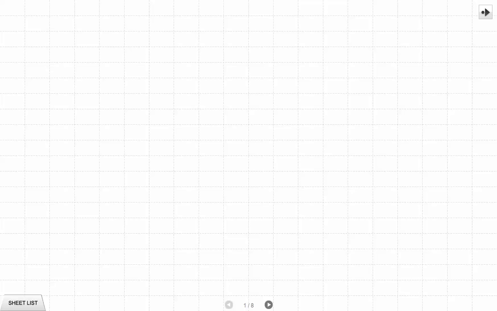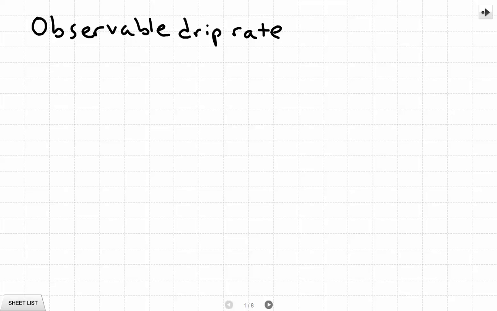Okay, so for Module 4, the first thing that we're going to tackle is just a basic drip rate problem. Given information about an amount of fluid you want to administer over a period of time, how do you determine what is known as an observable drip rate? So the key here is the word observable. This has to be something that you could actually see and follow if you were standing at the IV kit with your watch.